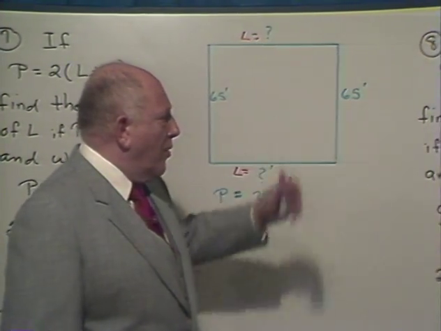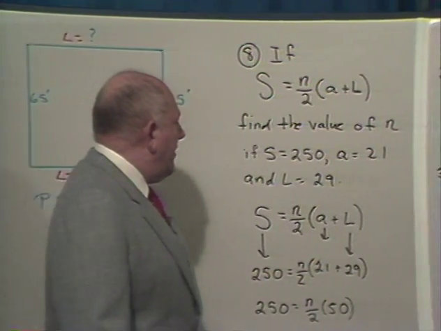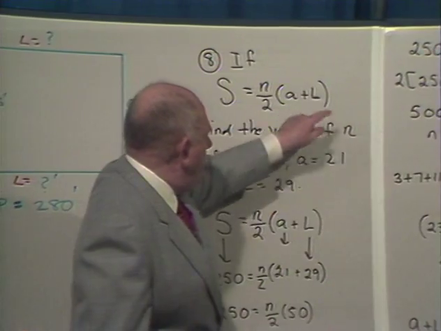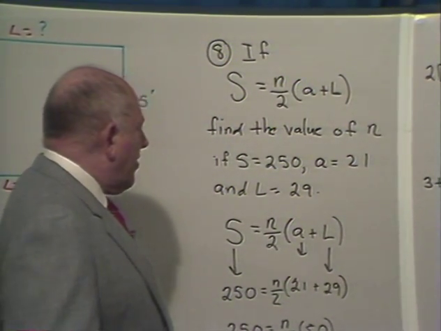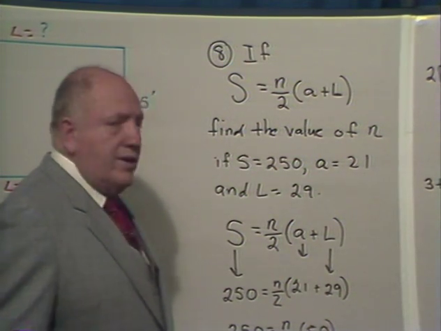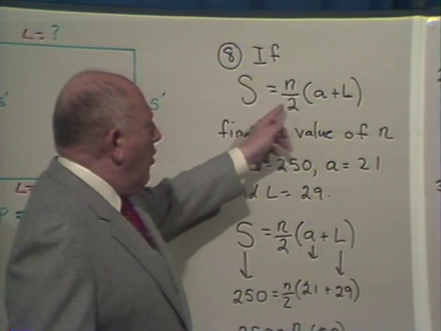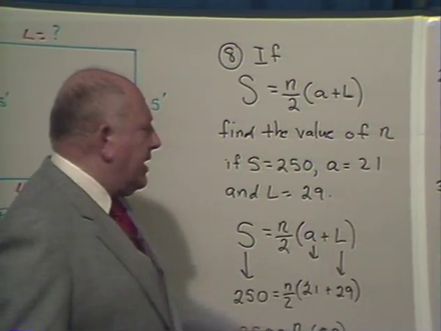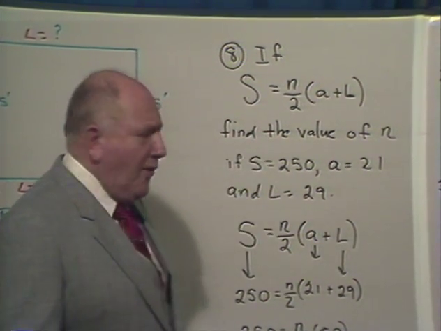Let me show you another one with a formula, okay? Here's one that looks a little bit messier. It says if S is equal to n over 2 times, in parentheses, A plus L, find the value of n if S is 250, A is 21, and L is 29. Now again, you may say, what in the world is related this way? I'll show you later. But the thing I want to impress upon you is you don't even have to know that to solve this problem.